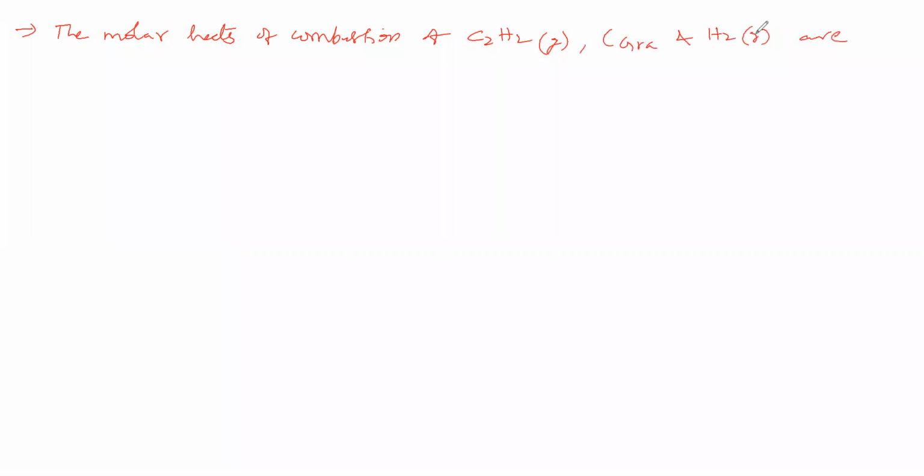are 310.62, 94.05 and 68.32 kilocalories respectively. Calculate the heat of formation of acetylene.